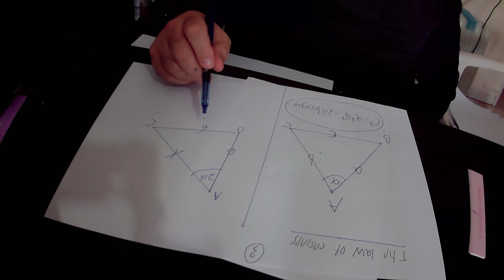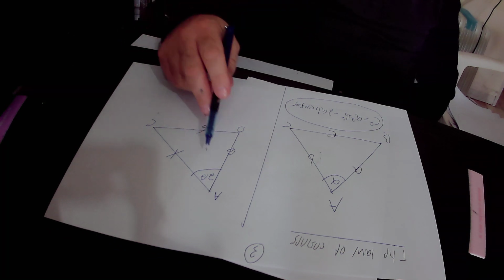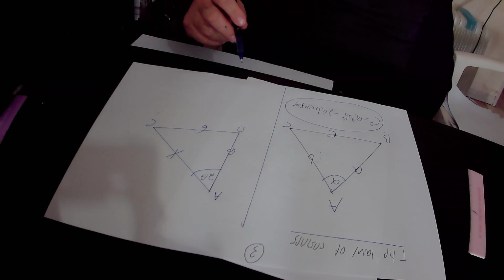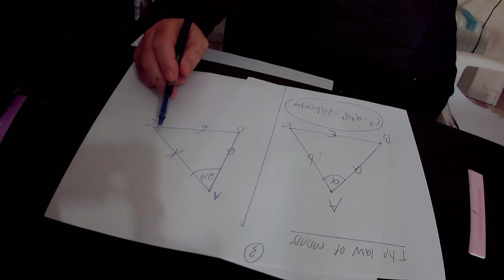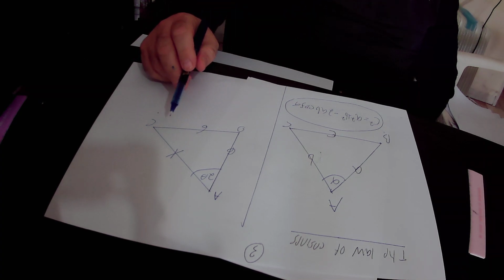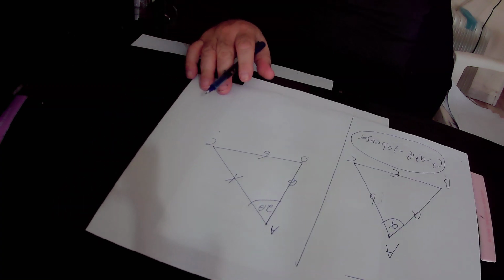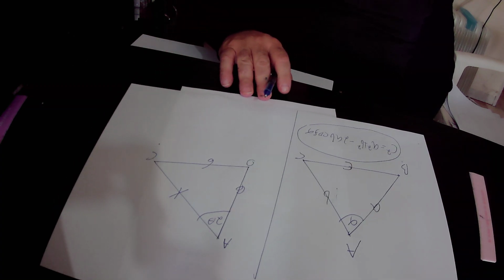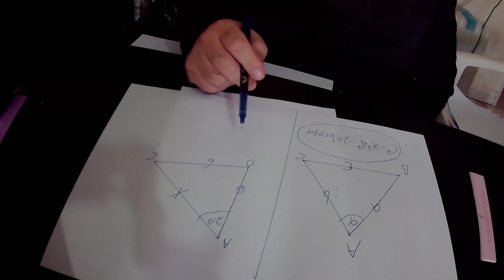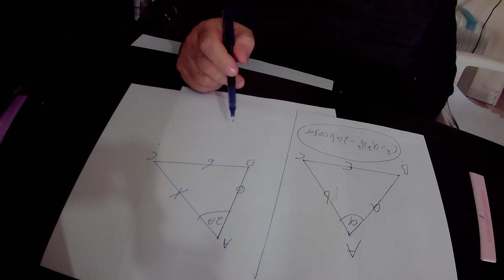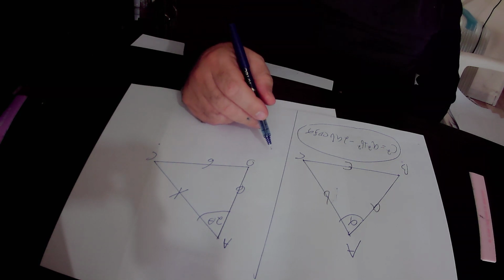And the angle between side OA and side AC is 2 theta. And AC is the line segment that we are looking for, that is equal to x. So we will implement the law of cosines in this triangle AOC. According to the law of cosines, this will be equation number 1.